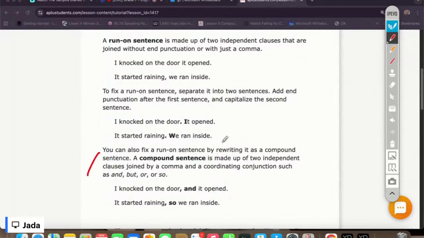And you can also fix a run on sentence by writing it as a compound sentence. So a compound sentence is made up of two independent clauses joined by a comma and a conjunction such as and, but, or, and so. So we can make it a what? Compound sentence. All right. I knocked on the door and it opened. It's still raining, so we ran inside.